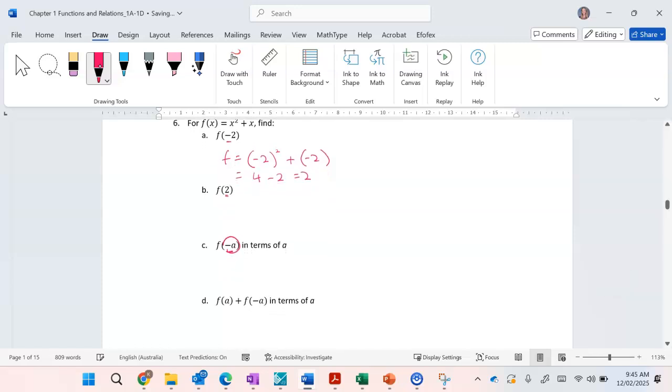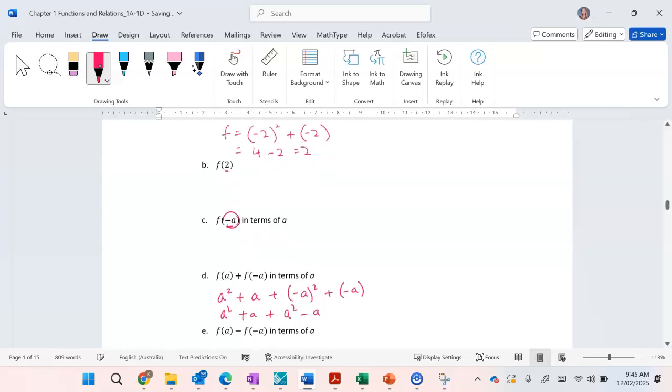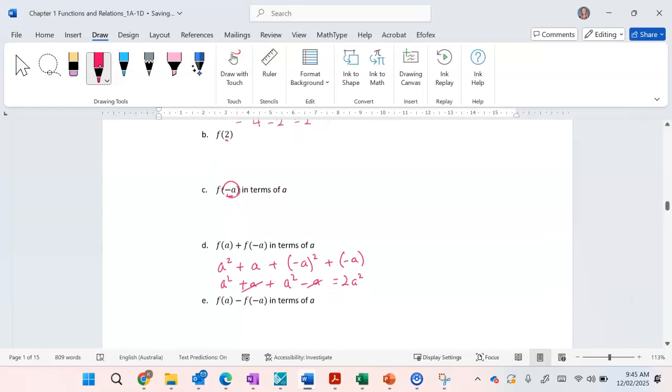Part D is a sum function, so we're actually doing f of a. So you have a squared plus a, that's f of a, and then we've got f of -a. So we're going to add f of -a, so (-a) squared plus -a. So we have a squared plus a squared minus a. So our a's cancel out and we're just left with 2a squared. All right, so just using the substitution.